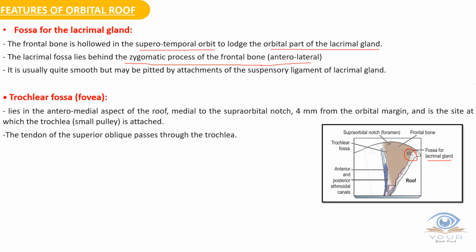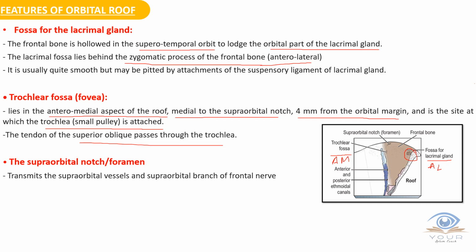The next feature is the trochlear fossa, also known as the fovea. It lies in the anteromedial aspect of the roof, medial to the supraorbital notch, 4 mm from the orbital margin, and is a site at which the trochlea, a small pulley, is attached. The tendon of the superior oblique passes through this trochlea. So to again remember, the lacrimal gland fossa is present in the anterolateral part and the trochlear fossa is present in the anteromedial part.